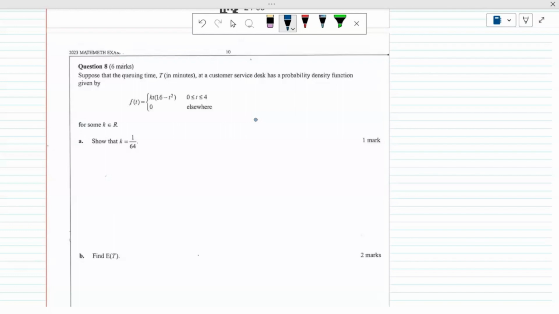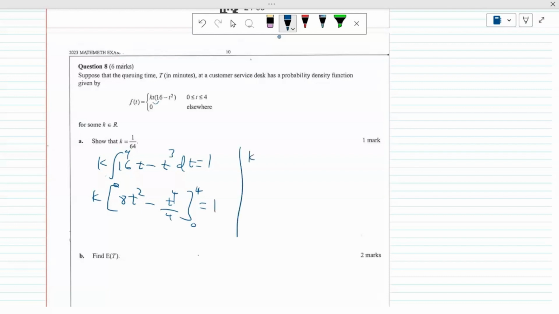So take the k out, we know that the whole integral equals 1. So k times the integration within that given boundary, so that's going to be 16t minus t to the power of 3, dt, the whole lot equals 1. And the integration of that is going to be 8t squared minus t to the power of 4 over 4, from 0 to 4.